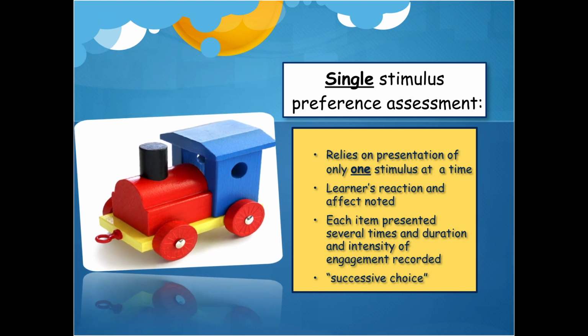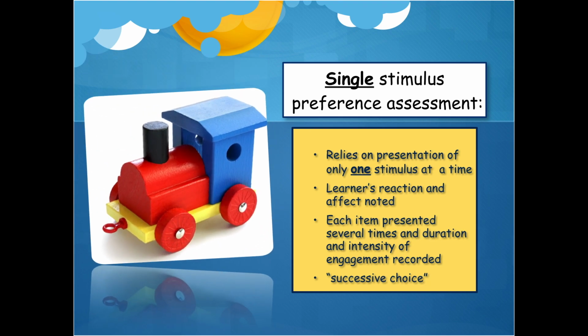There's also single stimulus preference assessments, in which we only present one item at a time. This may work well for a learner who cannot scan an array of items or who may be too distracted or unable to make a choice. It's also known as successive choice.